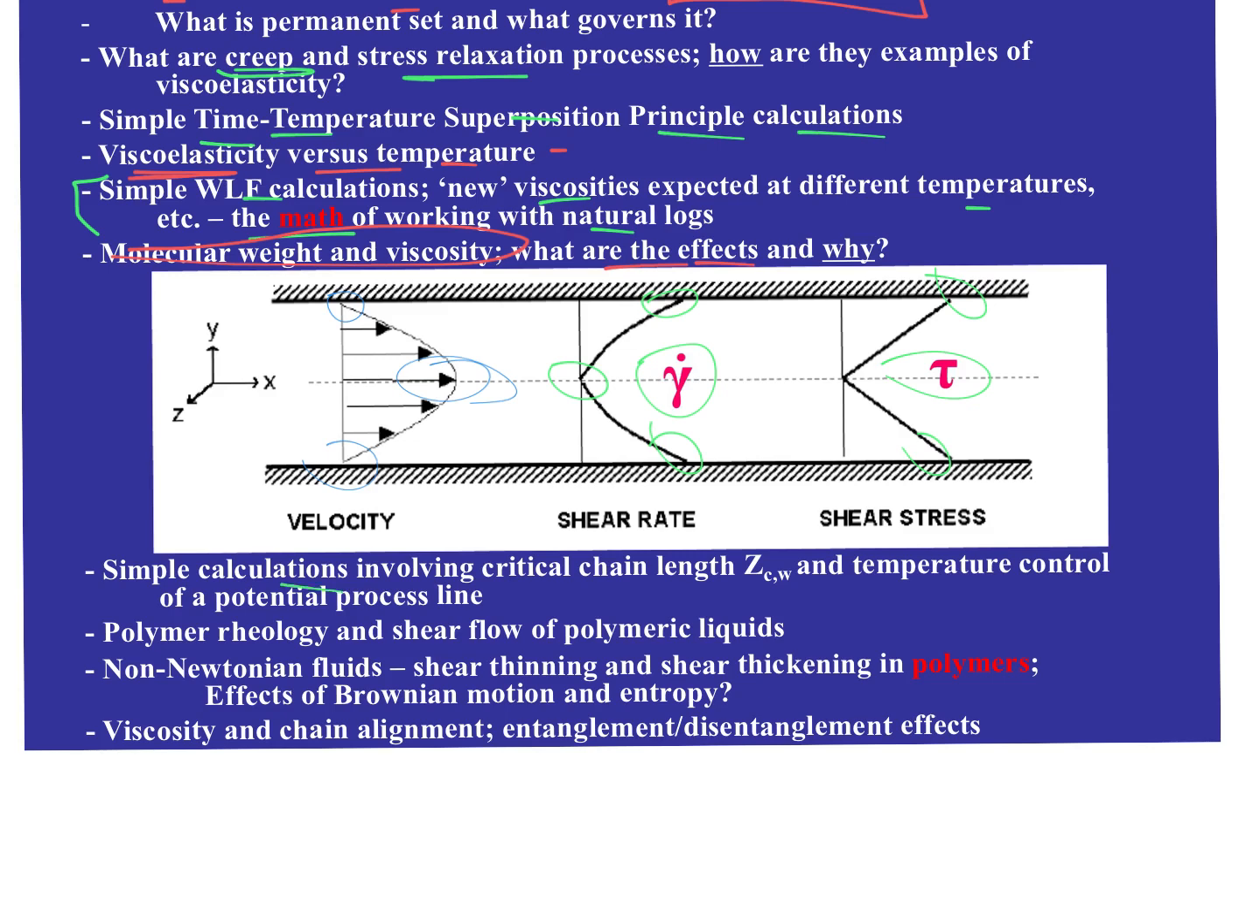Simple calculations involving the critical chain length Z sub CW and temperature control of potential process line. I know there's the polystyrene cups on one of the old finals on the website, so that's right out of the class notes. So you have a look at that, make sure you're familiar with how to do those types of calculations. And we also think about polymer rheology.